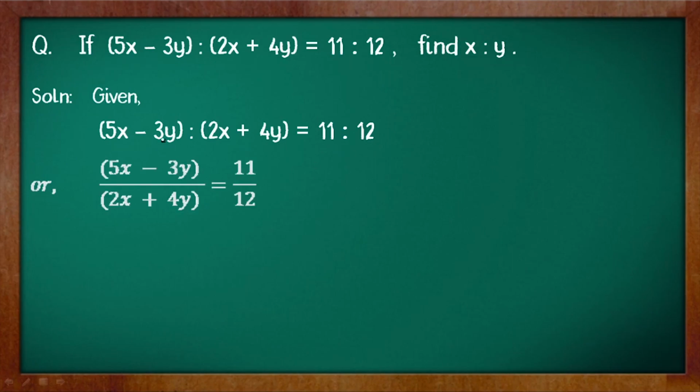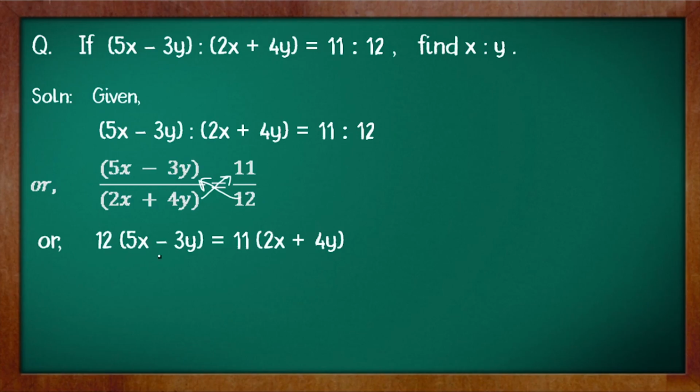So because it is a fraction, 5x minus 3y is to 2x plus 4y is (5x minus 3y) divided by (2x plus 4y). And 11 is to 12 means 11 by 12. So after cross multiplication, we'll cross multiply this and here. What do we get? 12 into (5x minus 3y) is equal to 11 into (2x plus 4y).